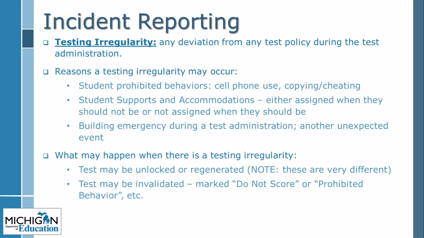There are different ways that incident reports are resolved, and it is always specific to the events that occurred. But some things that might happen is the test could be unlocked or regenerated. The note here is to remind you that unlocking a test means the student can continue where they left off, whereas a regeneration erases all of the student's responses, and they have to completely restart. Or sometimes a test can be invalidated, such as being marked do not score or prohibited behavior.